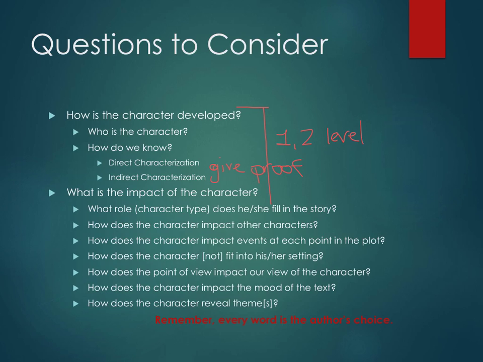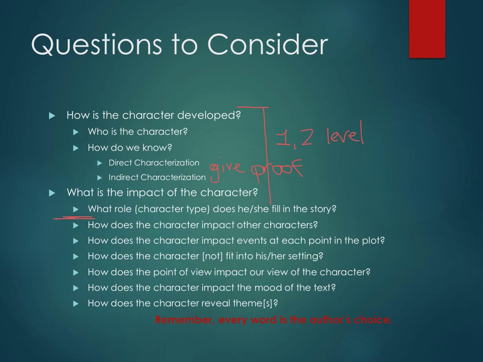If you want to move up into that proficiency level and get beyond just the characterization, here's where we'll start that line. These particular questions talking about the impact of the character. How does the character impact other characters? In other words, if the character does something, how do other characters view that action or the other character? How does the character impact events at each point in the plot? So what is the main character doing that's important for the hook, for the conflict, for the rising action, for the climax? Like, what are their actions that lead into those elements of the plot?